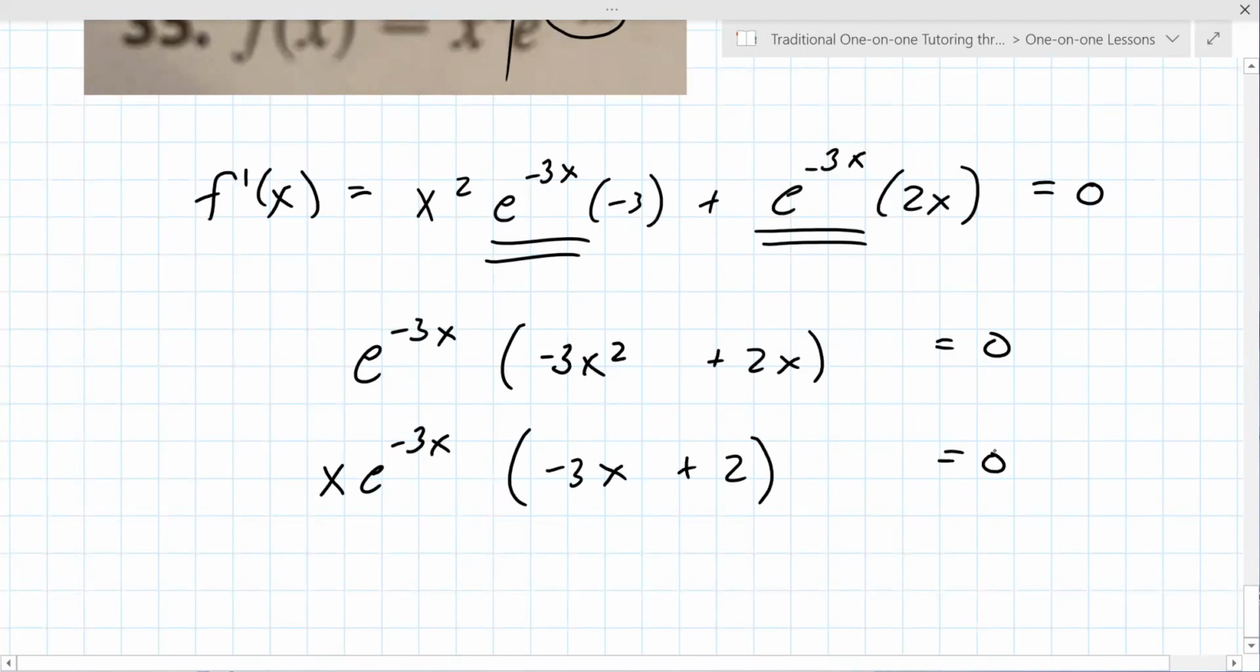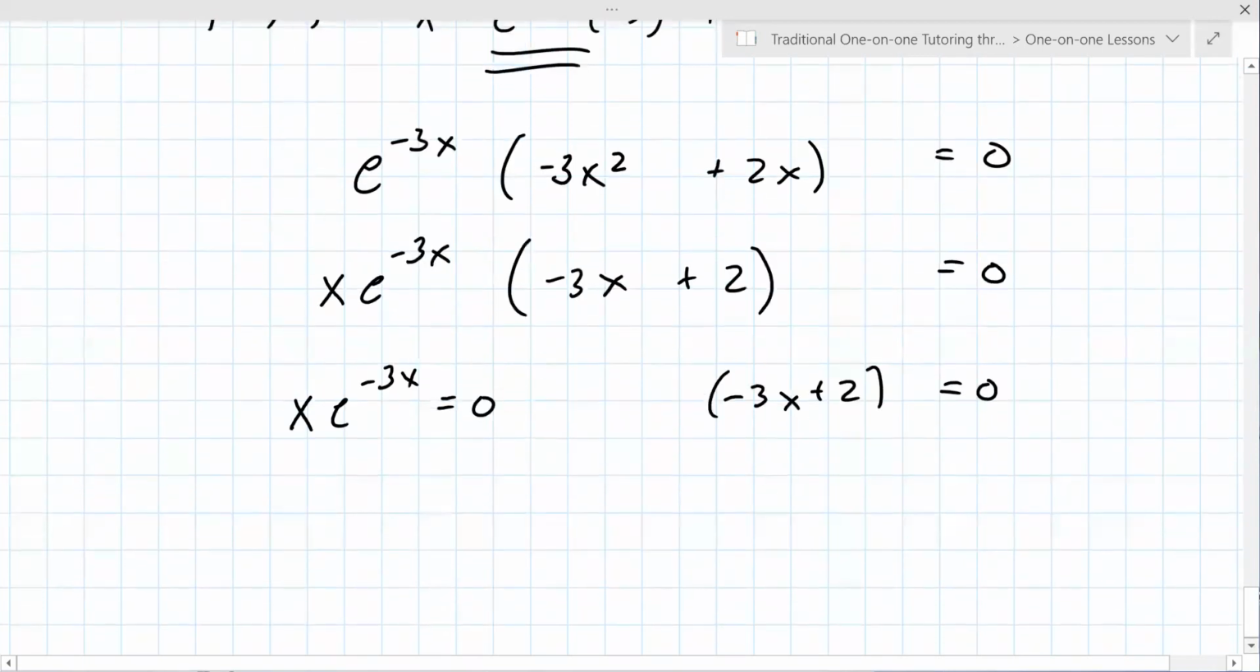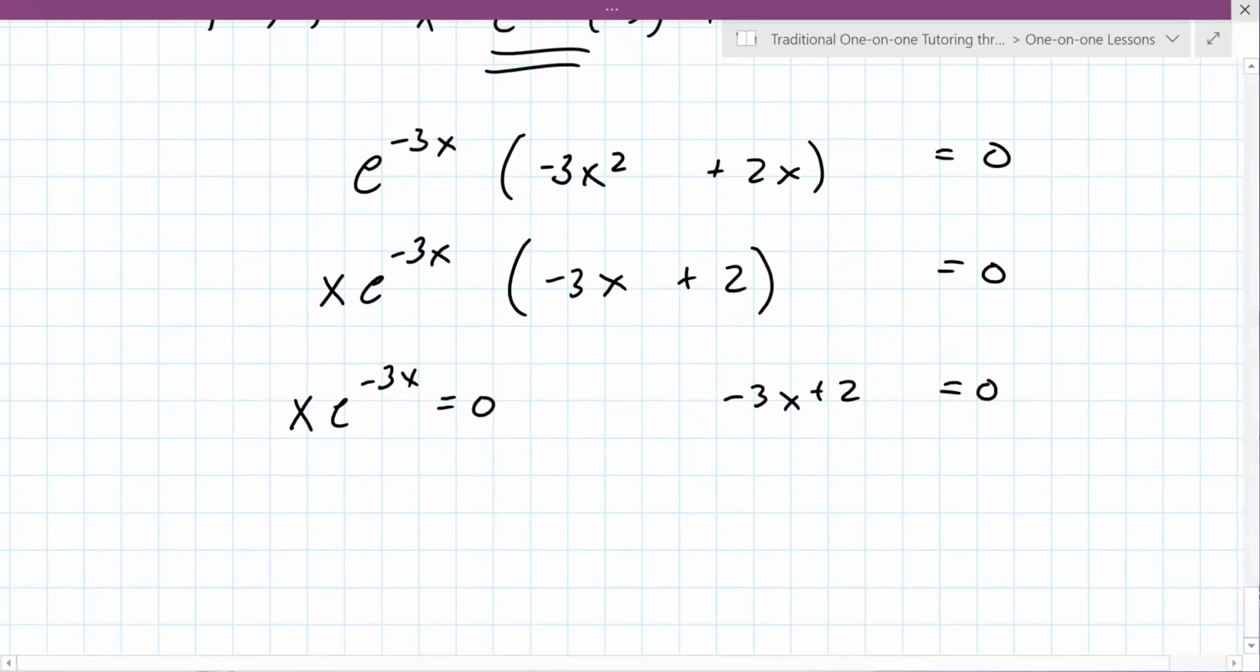So now you set each of these equal to 0. x e to the minus 3x equals 0 and minus 3x plus 2 equals 0. And you get 2 points. So x is 0, because that's the only way this is 0, and then x equals 2/3.